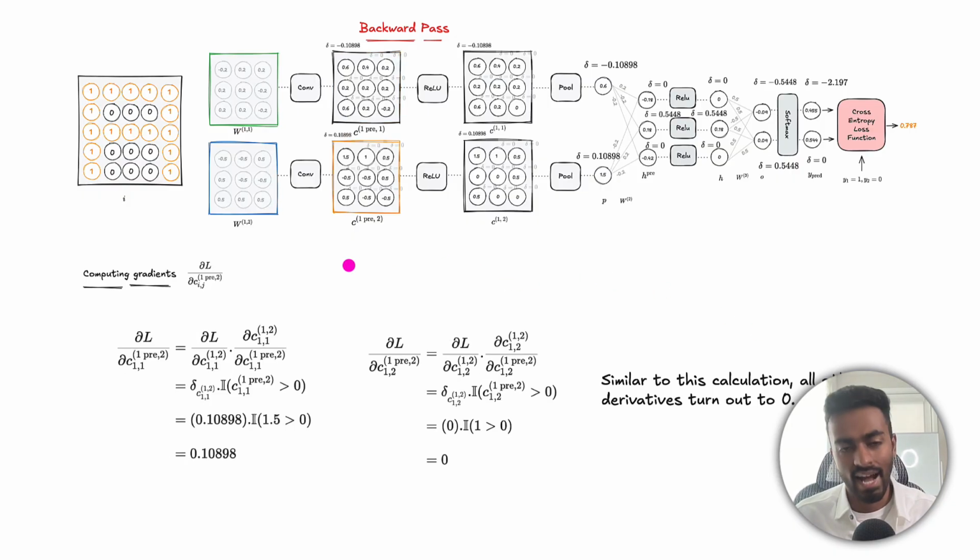Now, we do the exact same computation for this set of neurons here. So how does changing this first neuron affect the loss? It's how changing this neuron affects this neuron times how this neuron affects the loss. Now, because it's ReLU, it's going to be like a pass-through. So the derivative is just 1, times whatever effect this is, 0.108. And that's why it has the same effect on the loss. And everything else has no effect on the loss.